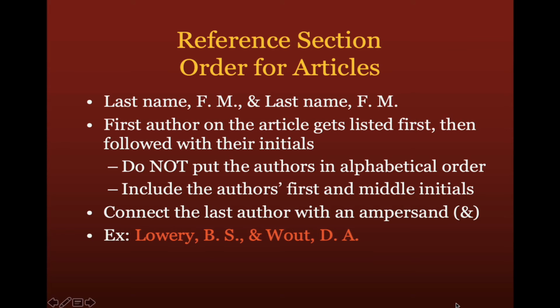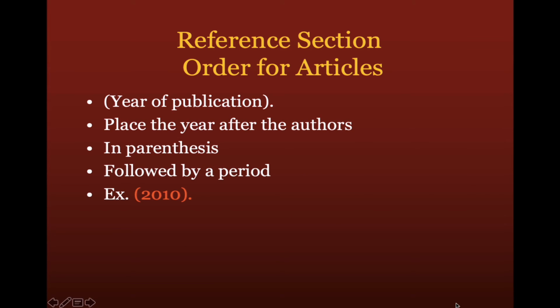So for our example here, we have Lowry, and then BS for his first and middle name, comma, ampersand, Wout, and then my first initial and middle initial. Next, you want to report the year of publication in parentheses followed by a period. So this particular article was published in 2010. So as you can see on our running example here at the bottom, now we add in our year of publication.